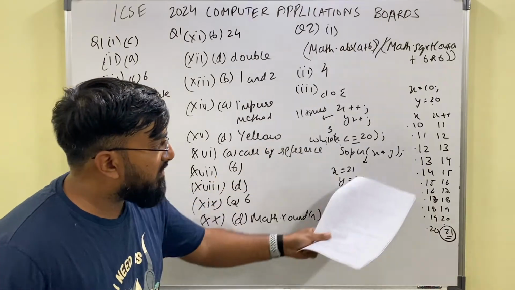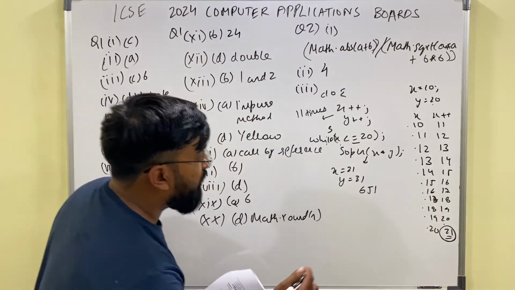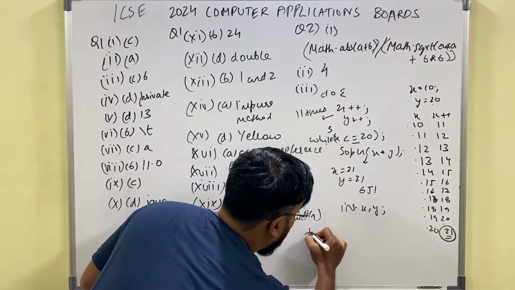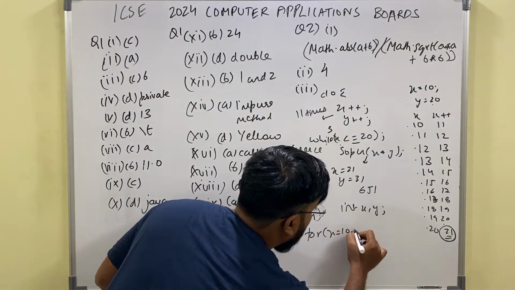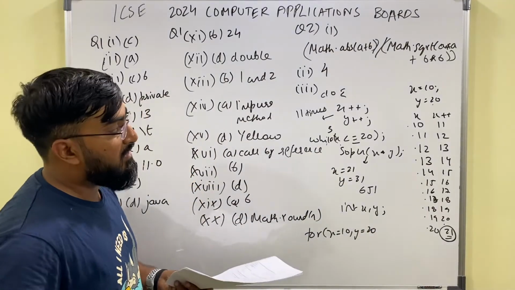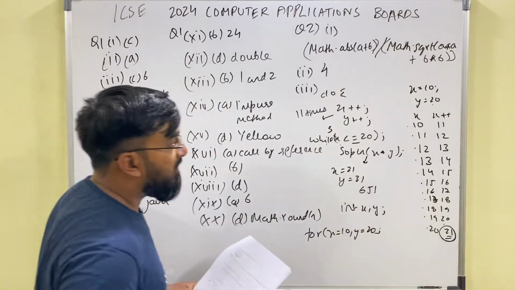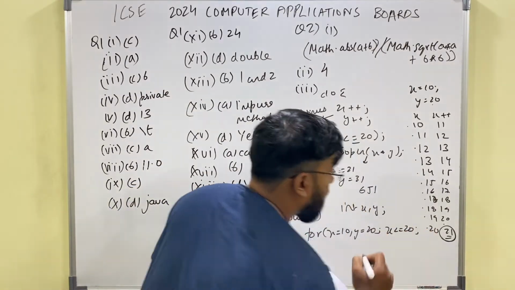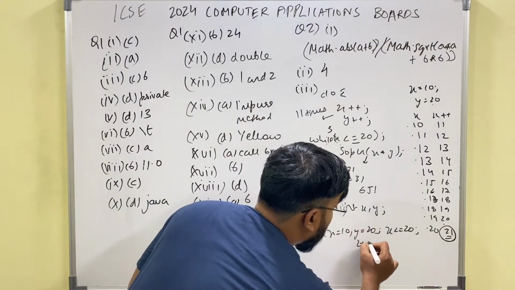Okay, we have to convert this into a for loop. So you can say you have int x comma y. You say for x equal to 10, y equal to 20. You can initialize two variables before the first semicolon. Stopping condition is going to be x less than equal to 20 only. Then you do x plus plus.